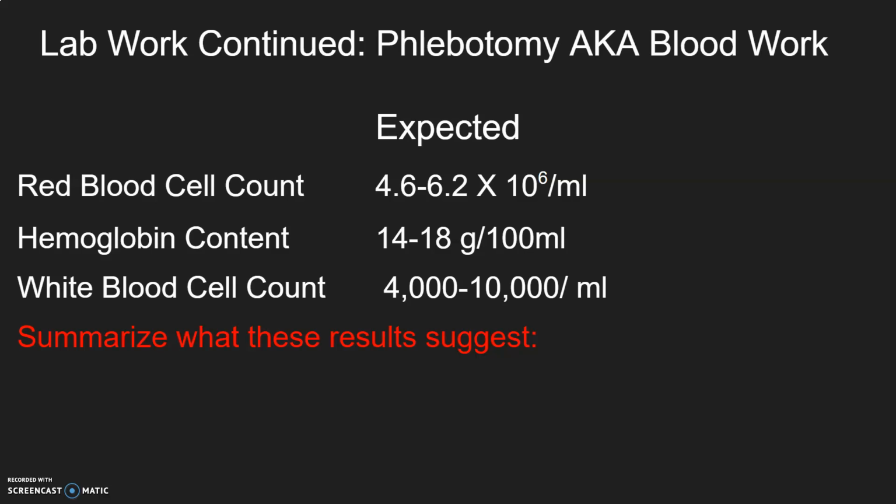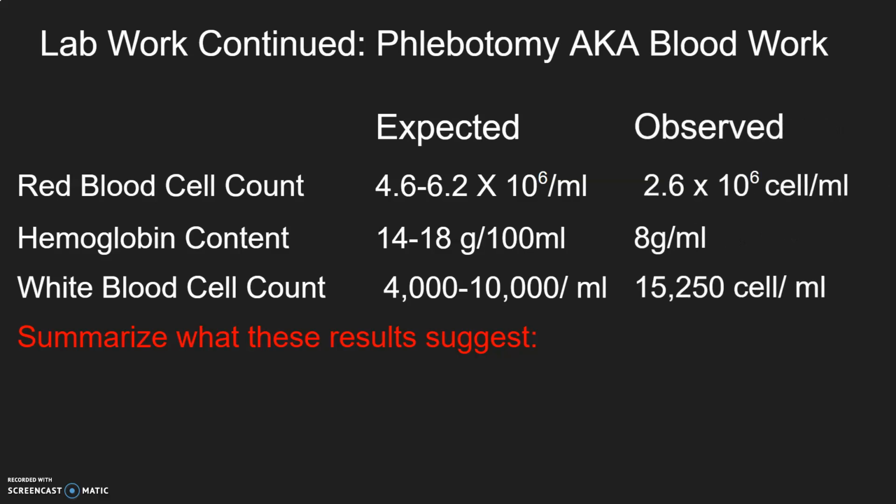And finally, we test your white blood cells. White blood cell count tells us if you have an infection. If it's between 4 and 10,000 cells per milliliter, you're okay, no infection. But anything above that would be considered an infection, and anything lower than 4,000 would be considered something immunodeficient. So our patient, he had 2.6 times 10 to the 6, or 2 million cells per milliliter, far less than we had expected. His hemoglobin content was at 8 grams, very, very low, and his white blood cell count was at 15,000, so definitely had an infection, which kind of corresponds to the swollen lymph nodes.